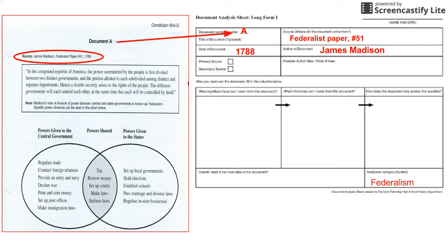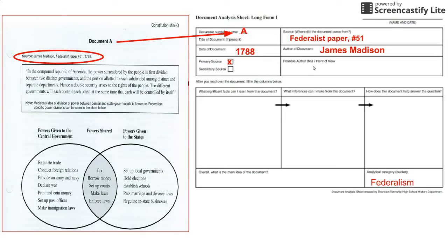All right, so the next thing we're going to look at is, is this a primary or a secondary source? So if you'll remember, a primary source means that it comes from the time period being studied, and a secondary source means it comes from a time period after the time period studied. So if we look at the date here, 1788, we know the Constitution was written in 1787, so it's right around the same time period, so it would indeed be a primary source.